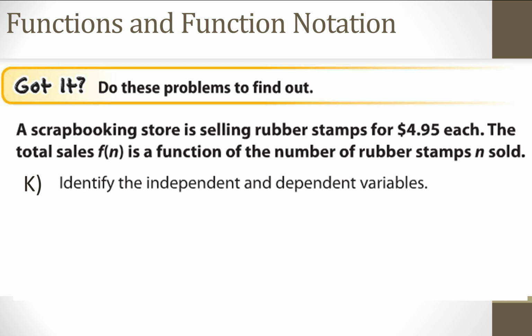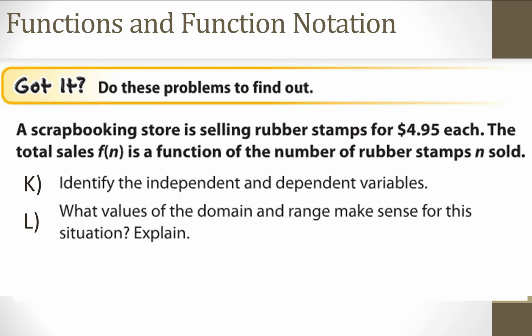When you buy the rubber stamps, do you walk in a store and say, hey, can I get $5 worth of stamps? Or do you say, I'd like to get 1 stamp? How much do I pay? See, what's independent is what you ask the store for. So you're asking the store for the number of stamps, N. So the number of stamps is the independent variable. And if the stamps are the independent variable, then the cost is the dependent variable. So $4.95 is the cost.